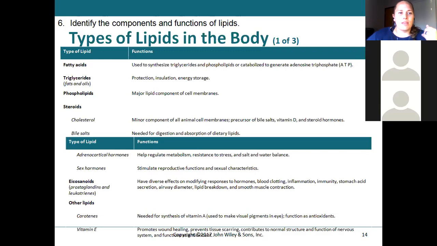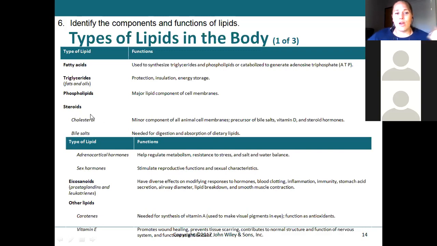If we look at the types of lipids in the body, you've got fatty acids that are used to synthesize other types of lipids, things like triglycerides and phospholipids, and we'll talk about what those each do. Those can be broken down to generate ATP because they enter the metabolism in a different part of the cycle. Triglycerides are important for protection, insulation, and storage. Phospholipid is a major component of all cell membranes. So phospholipids are part of that phospholipid bilayer, which we'll talk about today in the study guide for chapter 3.